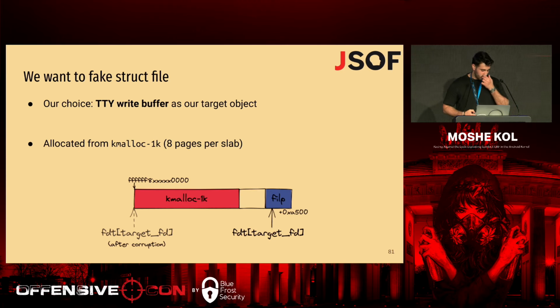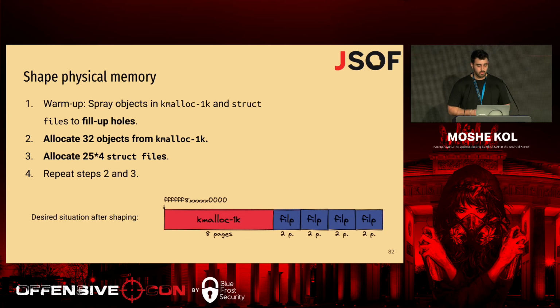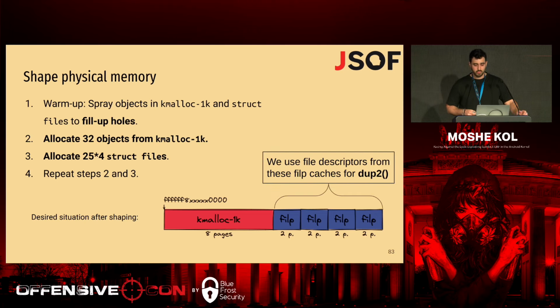So we chose, again, the TTY write buffer for the object that we control, and it is allocated from the kmalloc-1k slab, which consists of 8 pages per slab. So what we want to do now is to shape physical memory so that at a virtual address which is aligned to 16 pages, we will have the kmalloc-1k with an object that we control. And then after that, we'll have the filp caches, and we use a file descriptor from these filp caches for the dup2 technique.